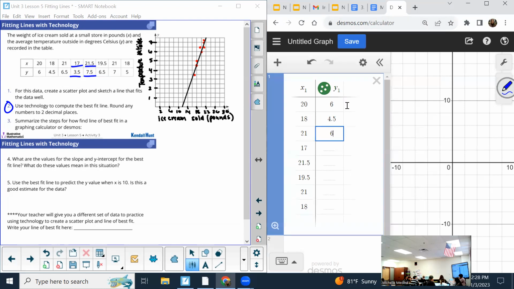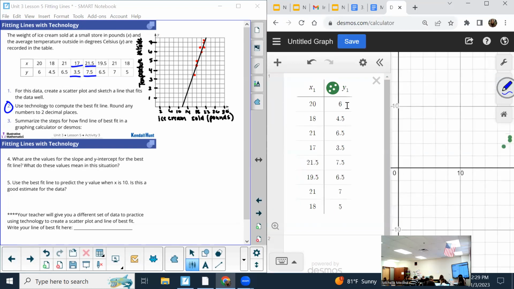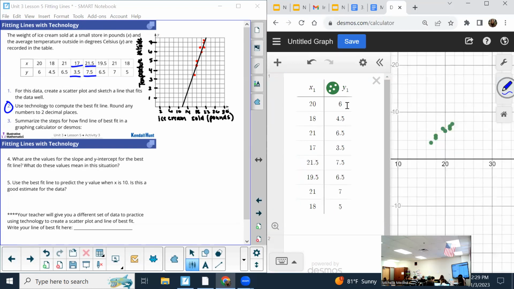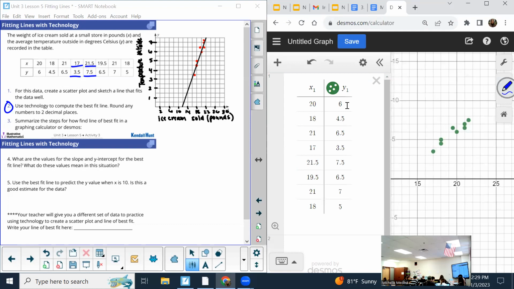But we're copying our table into Desmos as the first step. Try not to mismatch any coordinate pairs. And then what this does is it electronically creates your scatter plot. And again, they spaced out their numbers different than I did, so that's why it looks like this, but it's a similar pattern.